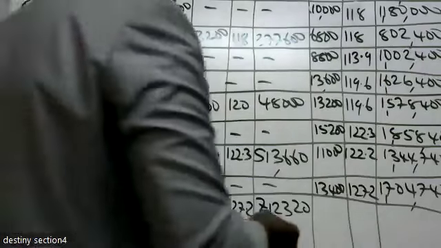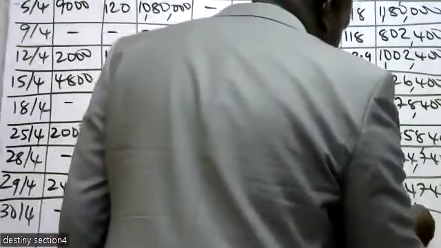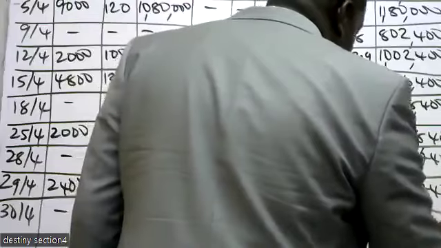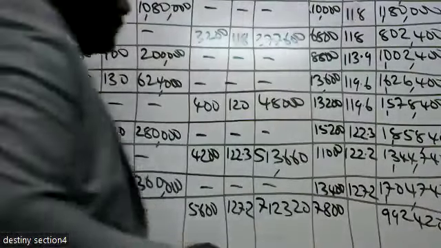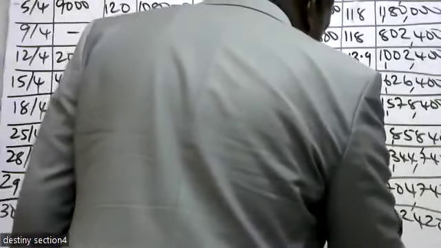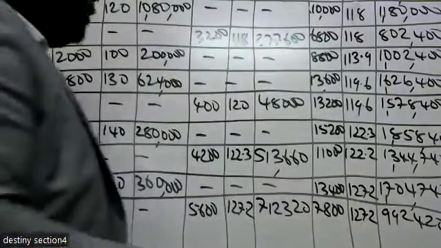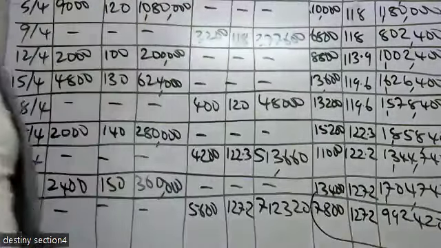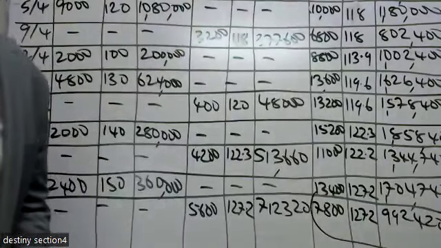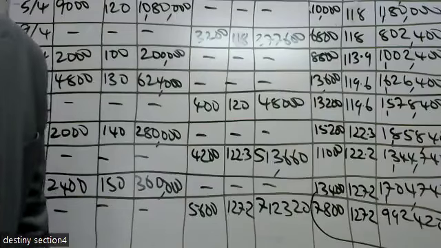7,800 units, 992,020. So what should be the average? 127.2. So this is now the valuation of the closing stock. So that should be able to give you the valuation of the closing stock.